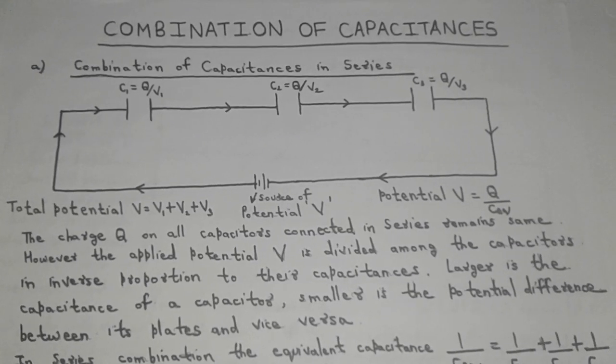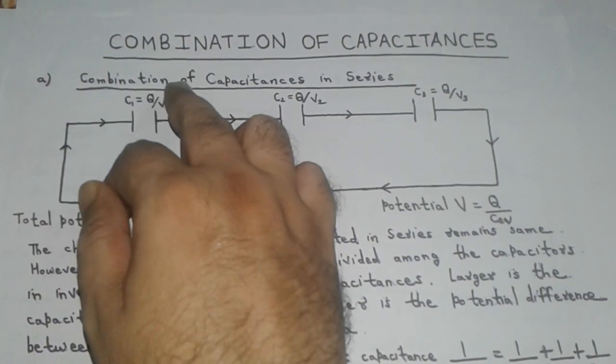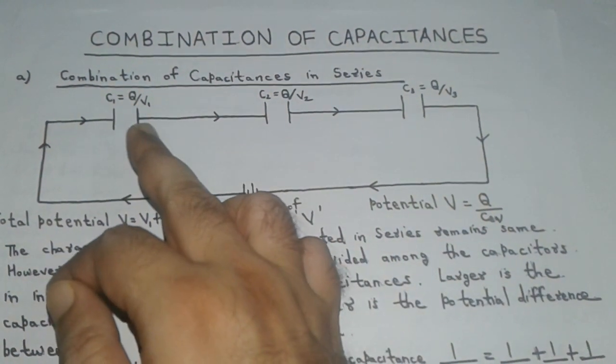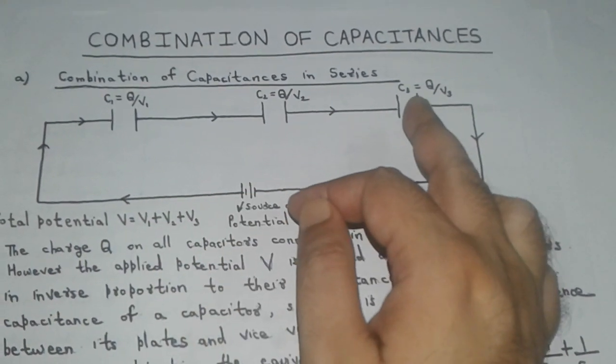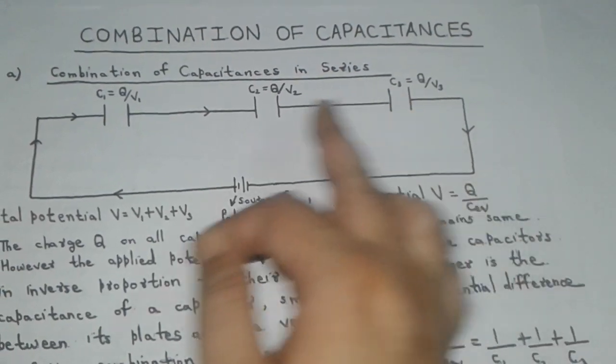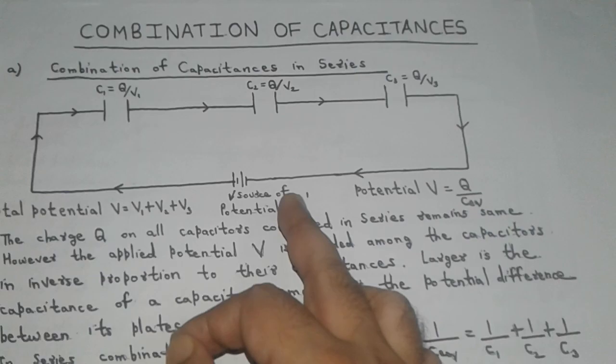Hello students, in this video we will discuss combination of capacitances in series. Let us consider three capacitors with capacitances C1, C2 and C3 connected in series across a battery of potential V.